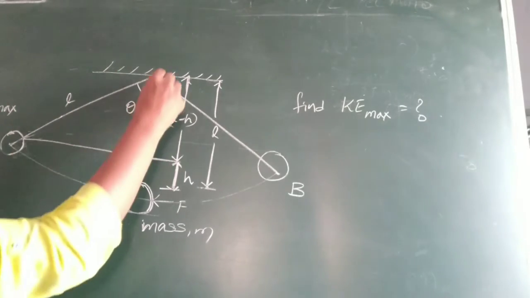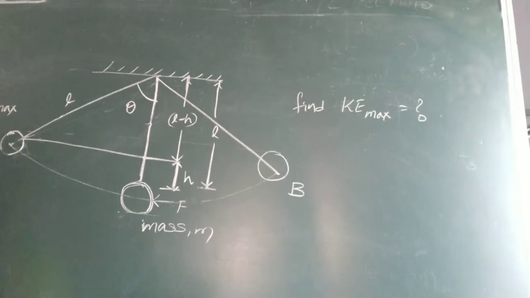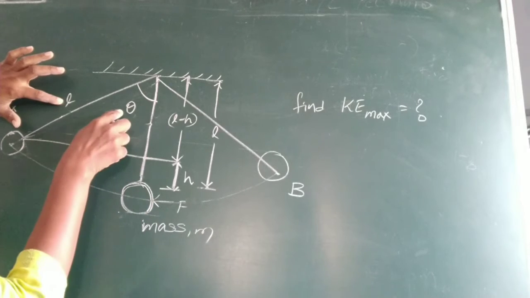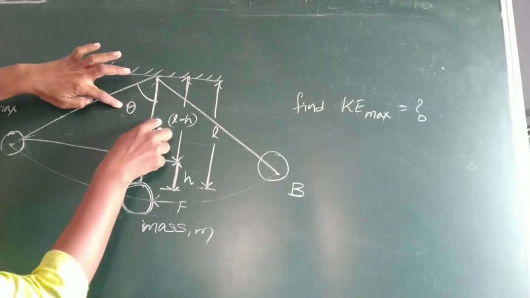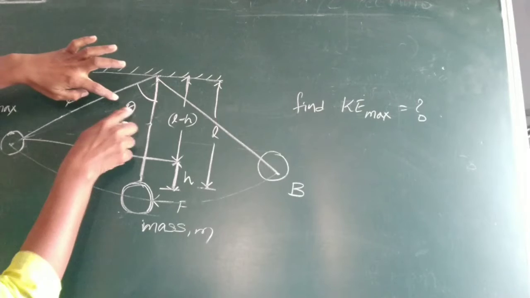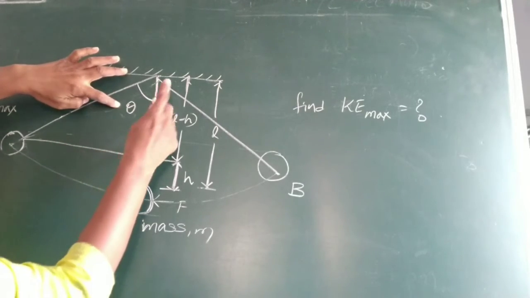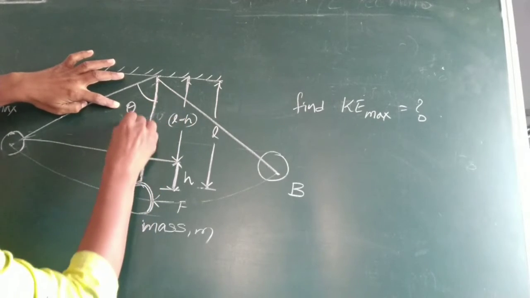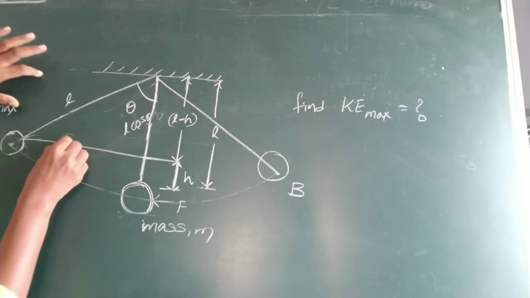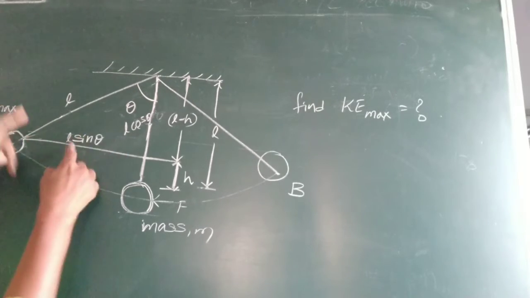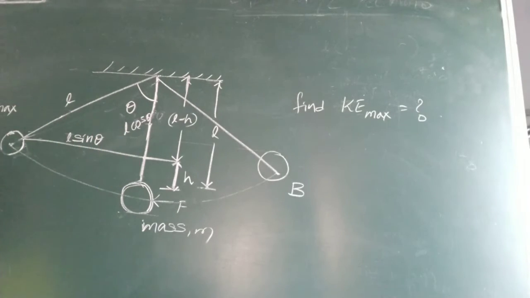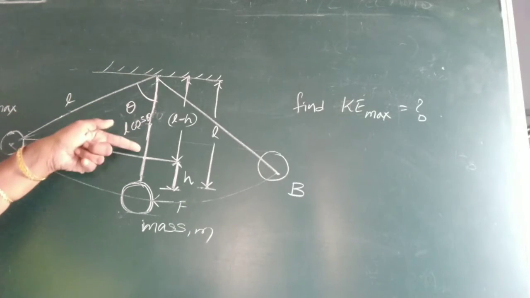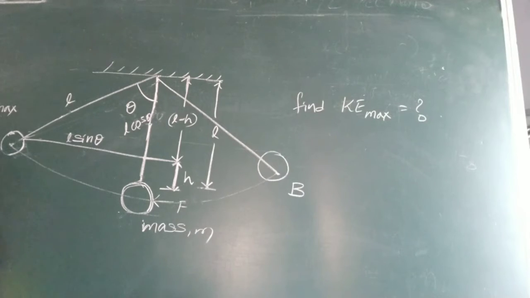Now here, this is L and this is also L, making an angle theta with the vertical. This is the adjacent side and this is the opposite side. So this part becomes L cos theta and this part becomes L sin theta, which are the vertical and horizontal components. So L cos theta is equal to L minus H.